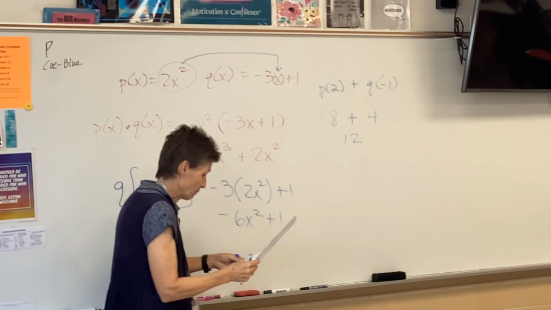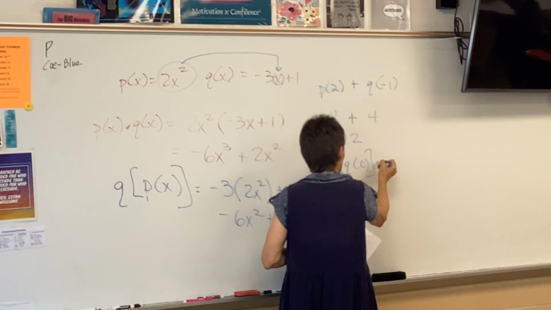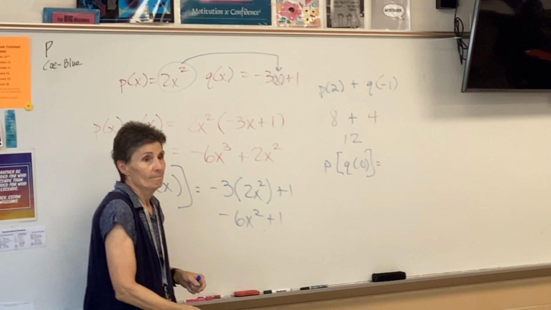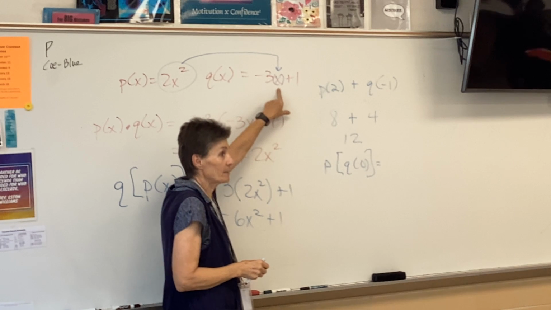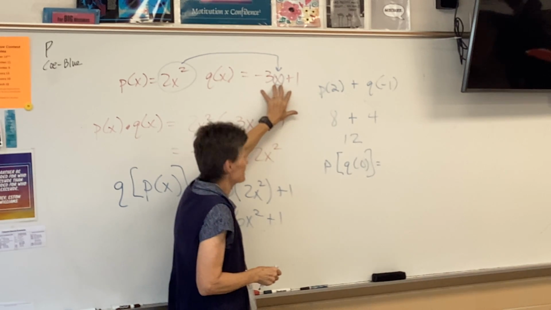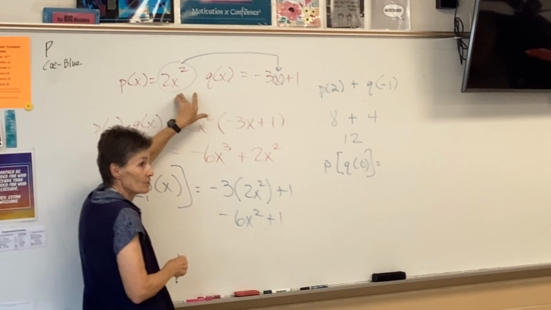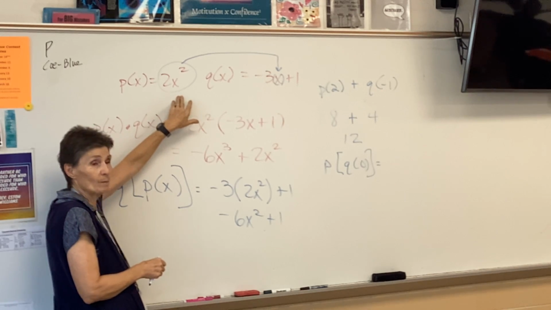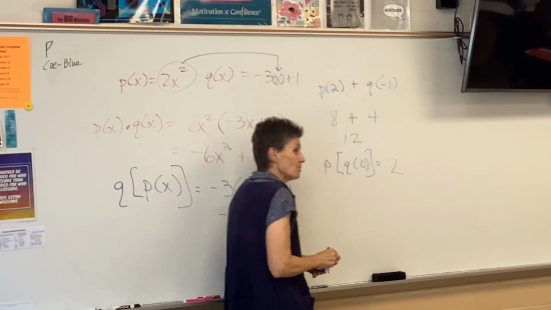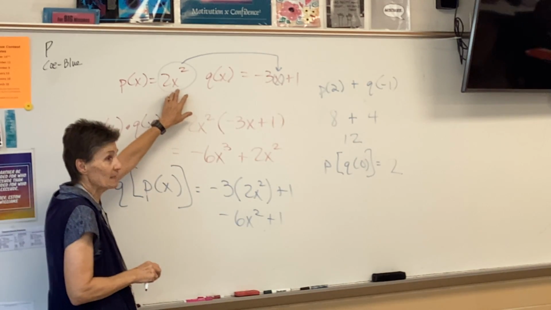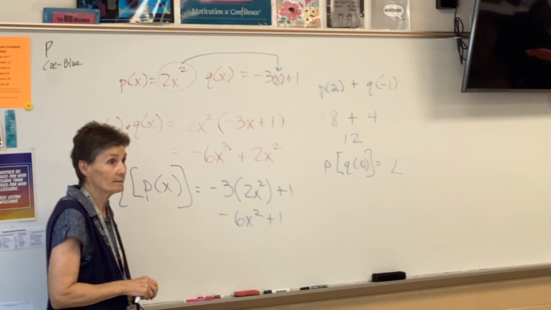And then finally, what is this? You would just put 0 for the negative 3. 0 in the Q. What do you get when you put 0 in the Q? 1. Then take the 1 and plug it into P. And what do we get? 2. You're not doing it in the right order. You plug something in, you gotta square first, and then times 2. 1 squared is 1, times 2 is 2.